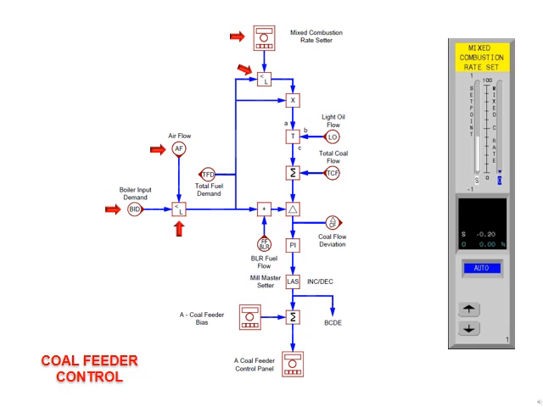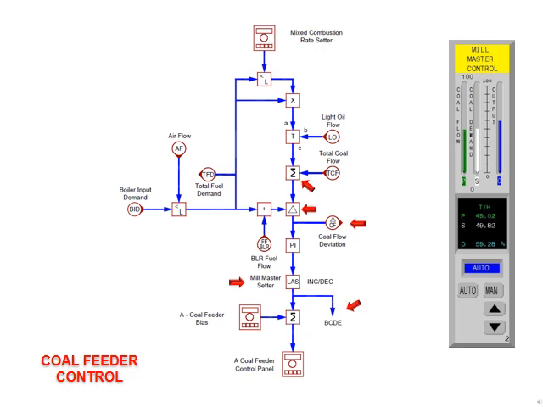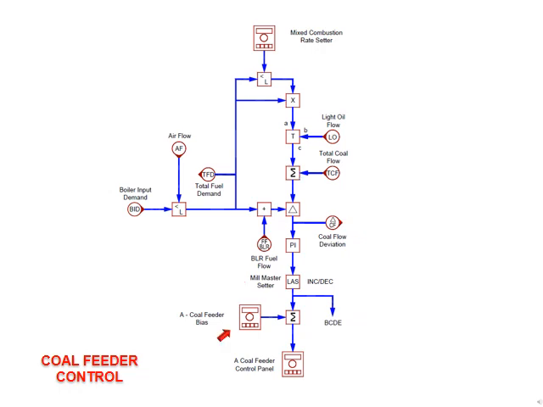The lower signal is selected and multiplied by the total fuel demand. The resulting signal is summed with the total coal flow. The signal is compared to the total fuel demand to create an error signal. This error signal is sent or processed through the mill master setter. The mill master setter sends a process signal to all 5 of the coal feeder controls. Each coal feeder has a bias setter to allow the operator to adjust loading between the mills.